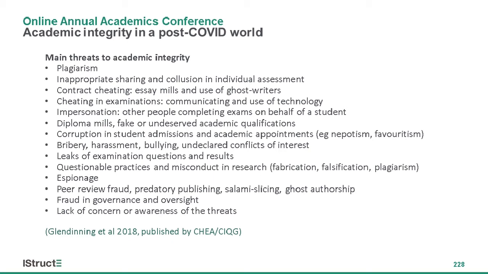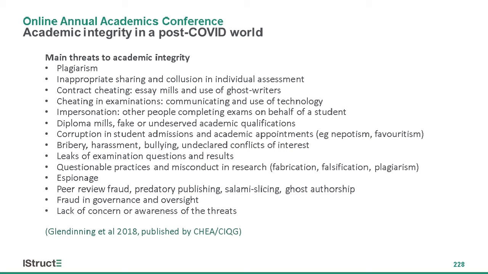The next one is bribery, harassment, bullying, and undeclared conflicts of interest. I put all of these things together because they tend to be related. These are things that are really difficult to detect and really difficult to deal with if you don't know about them. Leaks of exam questions and results, and these were a particular problem where we actually moved to online learning during the COVID crisis, because institutions tend to have very long times that they allowed for students to complete the work. So it was possible for students to look up answers and share results and share questions during the exams if the checks and balances weren't there.